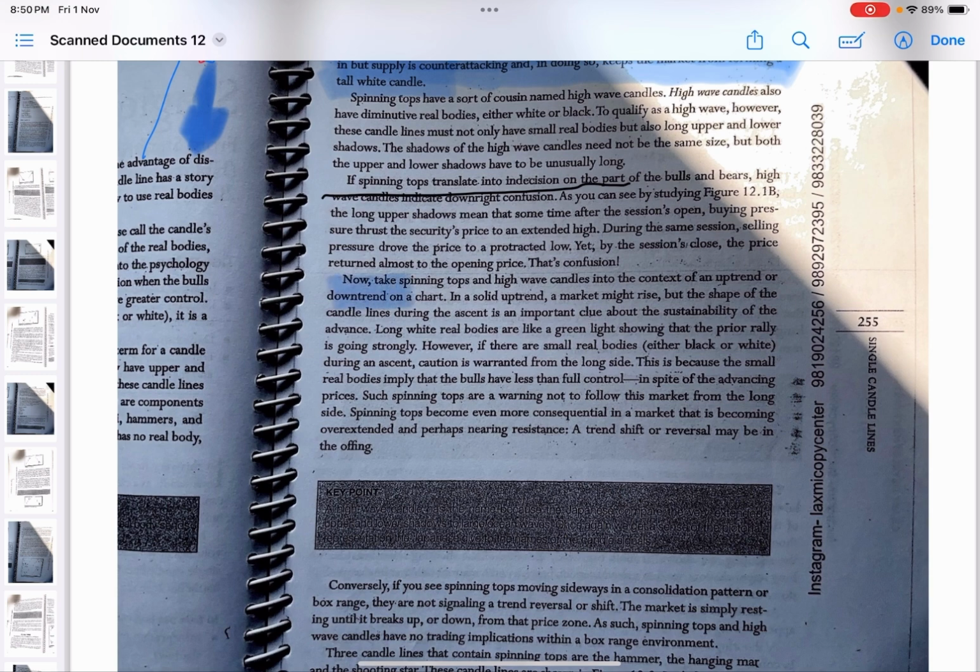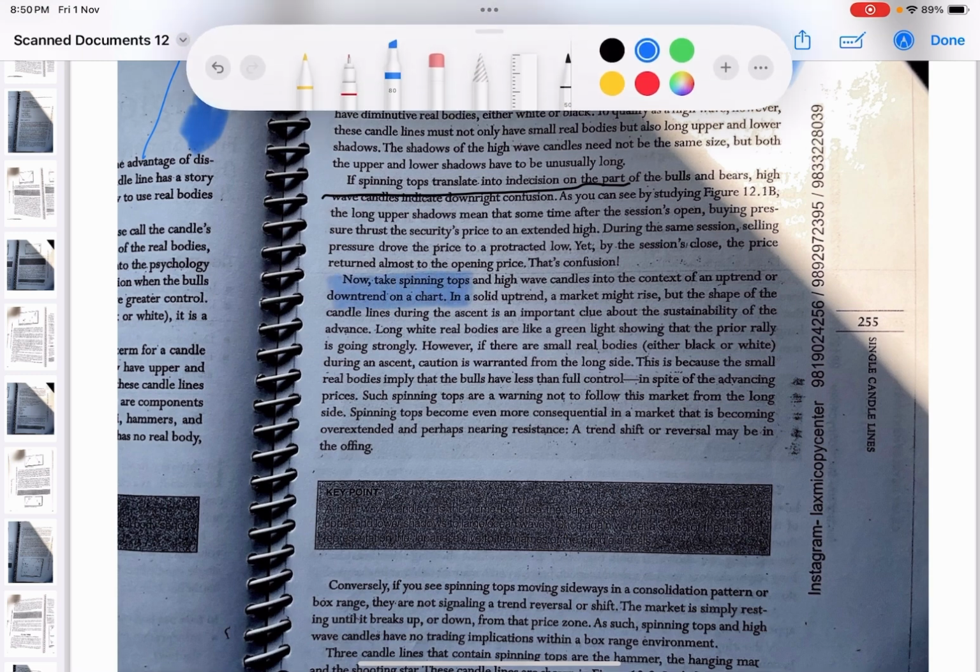So now take spinning tops and high wave candles into the context of an uptrend or a downtrend on a chart. In a solid uptrend, the market might rise, but the shape of the candle lines during the ascent is an important clue about the sustainability of the advance. If you see big body candles, long white candles or big green candles, then that shows that the rally is strong. But if there are small real bodies, either black or white, during the uptrend, then the trend is basically weak now.